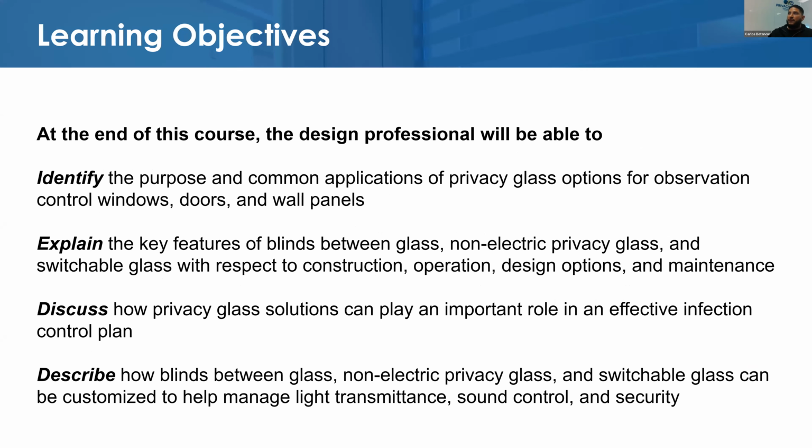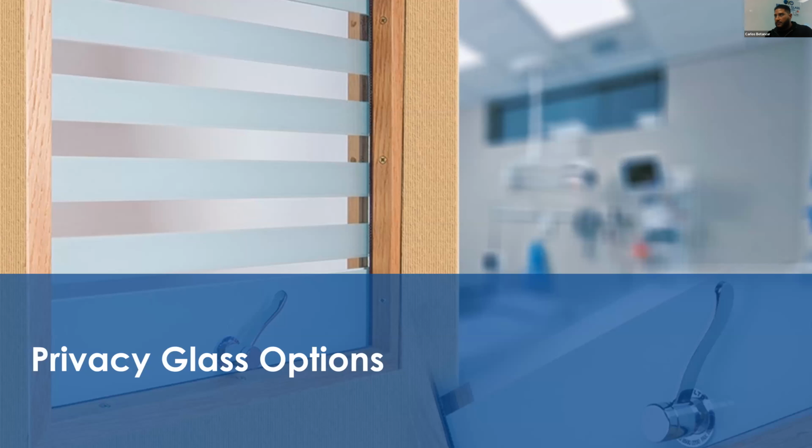Here's a brief overview of the learning objectives. So at the end of this course, you'll be able to identify the common applications of these products for observation control windows, doors, and walls, as well as explain the key features behind these products with respect to construction, operation, design options, and maintenance, and discuss how Privacy Glass Solutions can play an important role in an effective infection control plan, and describe how these products can be customized to help manage light transmittance, sound control, and security. So we're going to be discussing 4 types of privacy glass options.